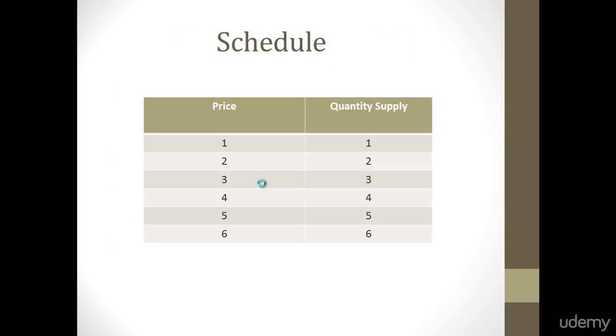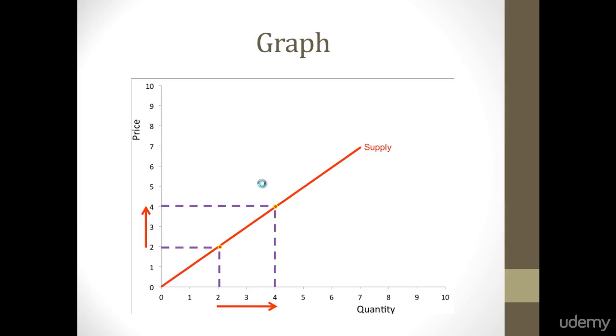Now we discuss by schedule and diagram. Here price and quantity supply is taken. You can see it. On x-axis we take quantity supply and y-axis we take price. You can see when price increases from 1 to 2 and 2 to 4, then quantity supply will also increase from 1 to 2 and 2 to 4 because it has positive relationship. This line is called the supply curve.